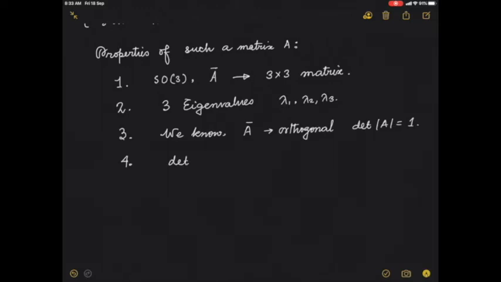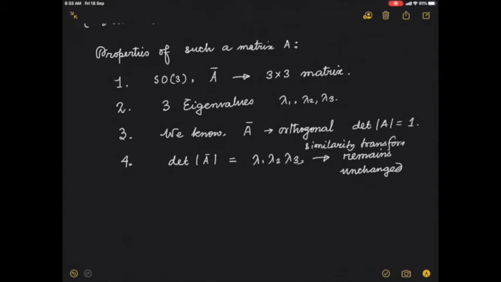Now, this is something that comes from matrix algebra. I guess that you know it very well. The determinant of any matrix is nothing but the product of its eigenvalues. So this is lambda 1, lambda 2, lambda 3, and this remains unchanged in a similarity transformation. Similarly, the other thing that remains unchanged is the trace of A, and that is always given by lambda 1 plus lambda 2 plus lambda 3. This also remains unchanged.